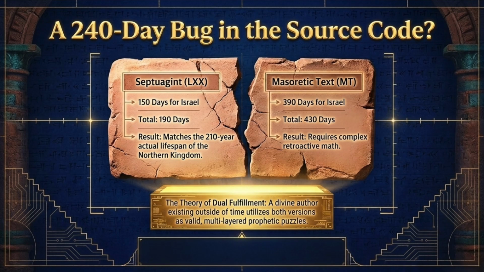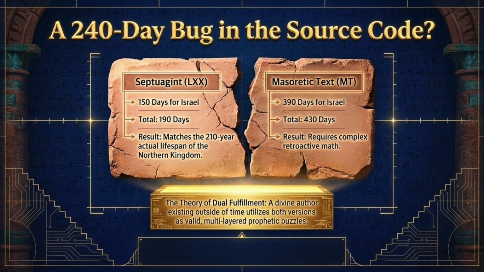Okay, let me track this. The Northern Kingdom only existed for 210 years, but the Hebrew text says Ezekiel was punishing them for 390 years of sin. Exactly. That math doesn't work. You can't have 390 years of continuous rebellion in a nation that only existed for 210 years. And that exact logical problem is why supporters of the Septuagint, let's call it Path A, argue that the Greek text is the original uncorrupted file. They argue that 150 years of intense, specific idolatry fits perfectly within that 210-year historical window of the Northern Kingdom's existence. That makes logical sense.